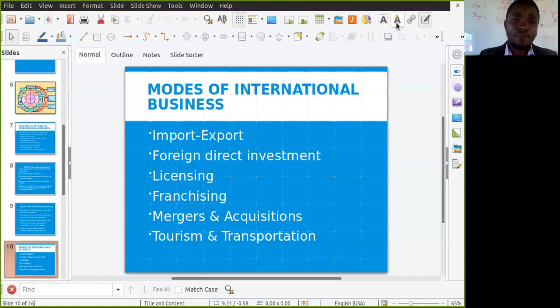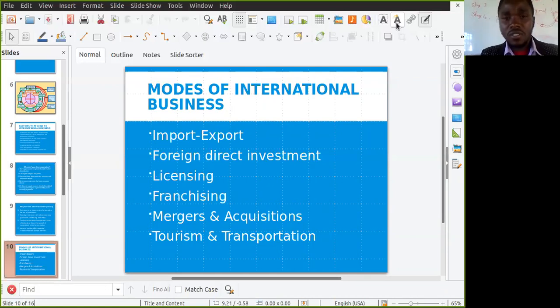What are some examples, or what are the modes of international business? The modes of international business include imports, exports, foreign direct investments, licensing, franchising, mergers and acquisitions, tourism and transportation. These are some modes of international business.